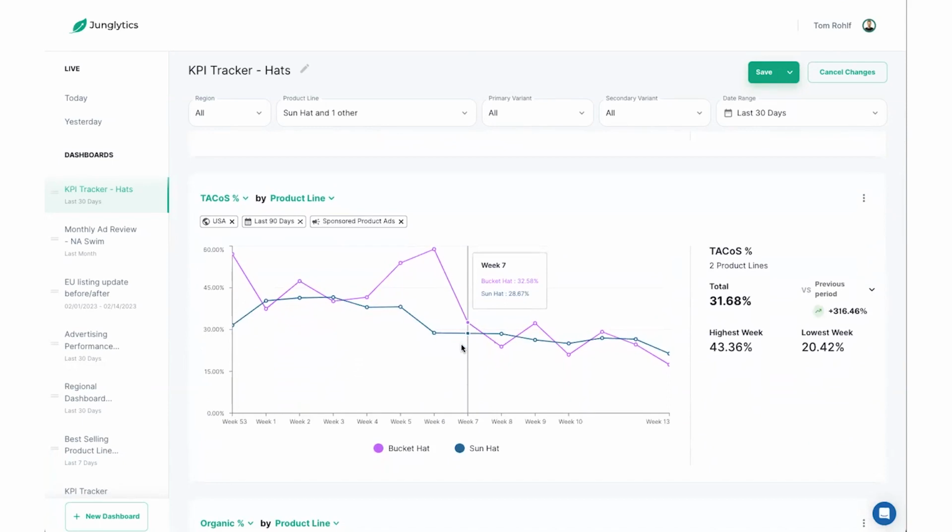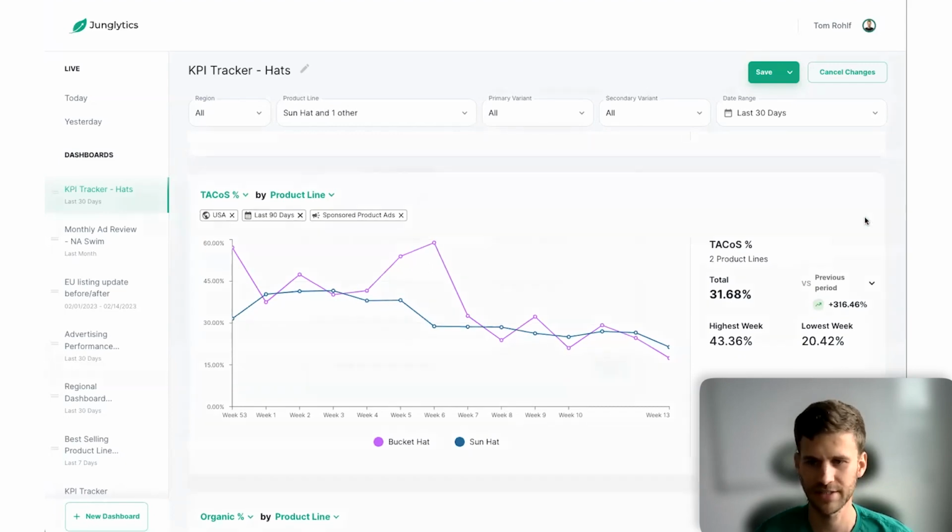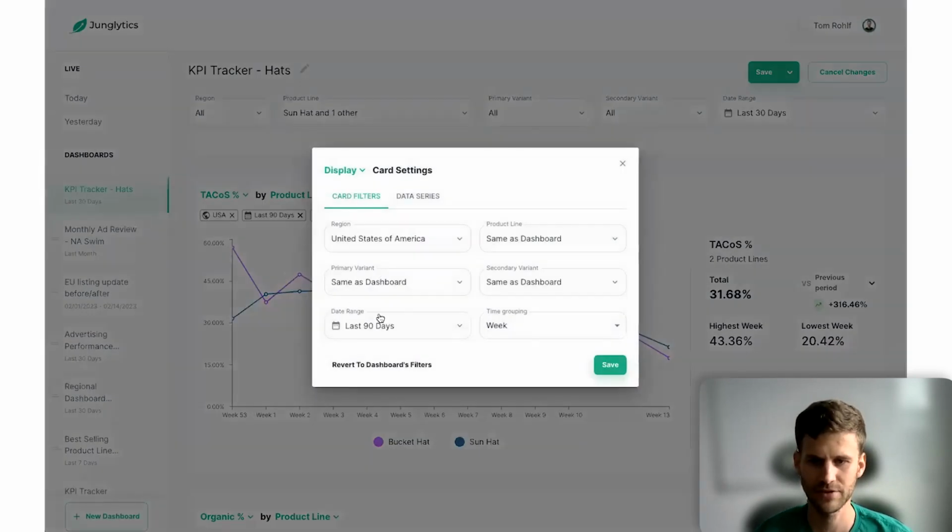Scrolling down further, this is the first card that we'll look at that has what we like to call card filters on them. So as I mentioned at the beginning, within any dashboard, you can filter by any of these sets. So by region, product line, primary variant, and secondary variant. Additionally, we allow you to filter on any card. So if you come over here to card settings, you can add filters that are different from the filters on any dashboard to any card.